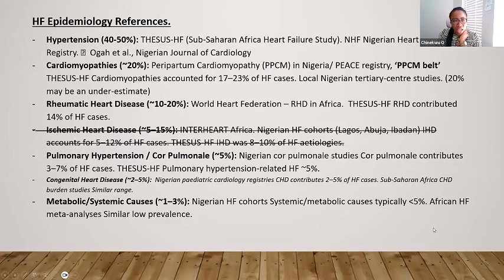So I think this is real. I'd like to highlight the cardiomyopathies. We've averaged it at 20%, and a lot of this is from the peripartum cardiomyopathy in Nigeria studies, the PEACE registry. It is now recognized that there is a PPCM belt in sub-Saharan Africa. Nigeria sits very centrally there.